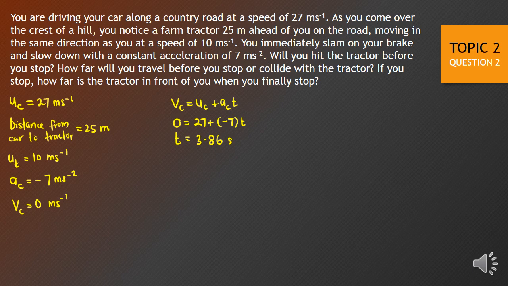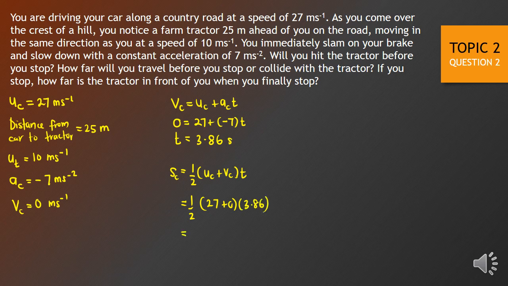Okay, and then we can find the displacement of the car during the period. During 3.86 seconds, how far has the car traveled? So the displacement of the car is equal to, we have the time, initial and final velocity, so we can use half (u plus v) times t. So this is initial velocity of the car plus final velocity of the car multiplied by the time. So half multiplied by (27 plus 0), multiplied by 3.86.